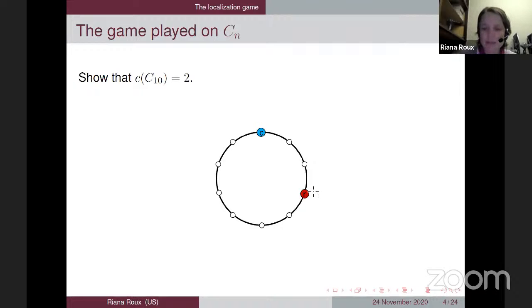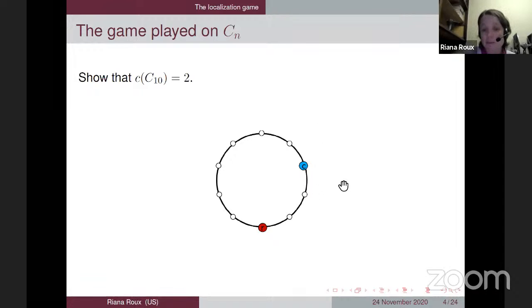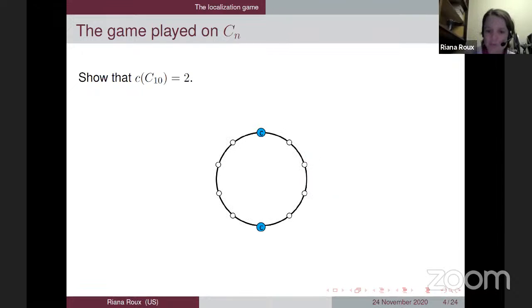And now, when we play the game, every time that the cop moves one forward, the robber just runs away. So it's like running in circles. The cop chases the robber in a circle, and the cop will never catch the robber. So therefore, one cop is not enough to win on a cycle on 10 vertices. It is, however, very easy to see that 2 cops will suffice.